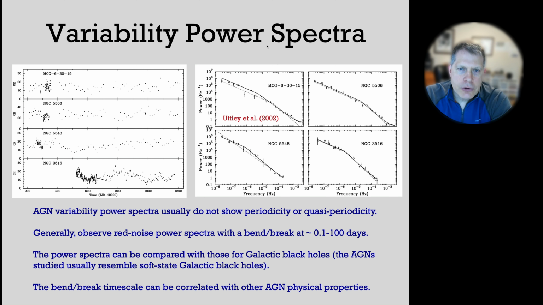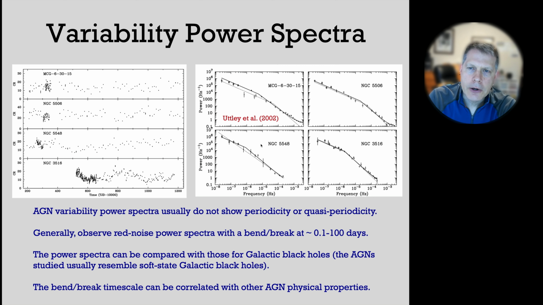And power spectral analyses establish a number of things. First of all, the AGN variability power spectra usually do not show periodicity or quasi-periodicity. These systems don't seem usually, and I'll talk about a couple of exceptions later, to show obvious periods or quasi-periods. That's kind of unfortunate because it'd be great to be able to use those as diagnostics of the system, but usually we don't have those. For your typical AGN, broadly speaking, you observe random chaotic variability. And to be a little more specific, you observe a red noise power spectrum.